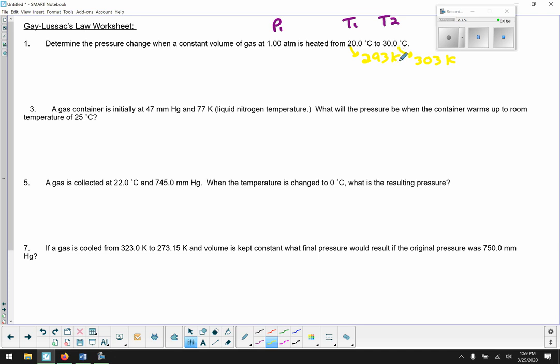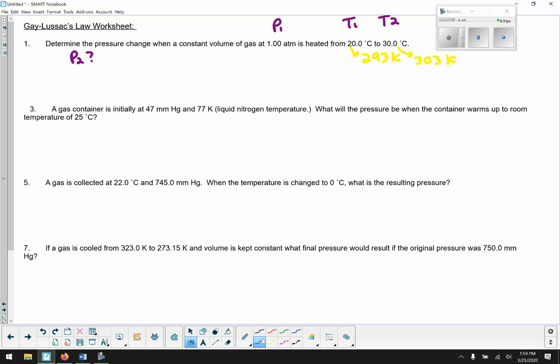So make sure to convert to Kelvin. Here we're dealing with pressure and temperature, and of course, determine the pressure change. So we're looking for P2, that'll be our question mark.